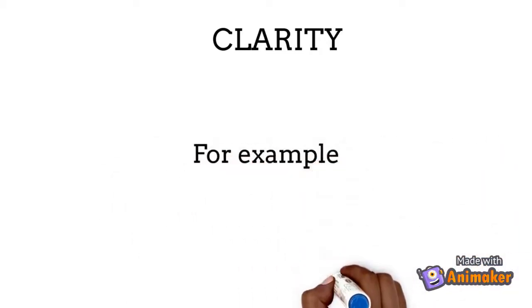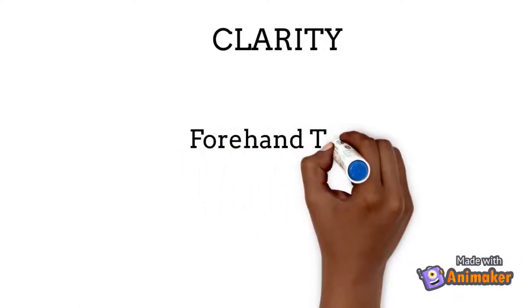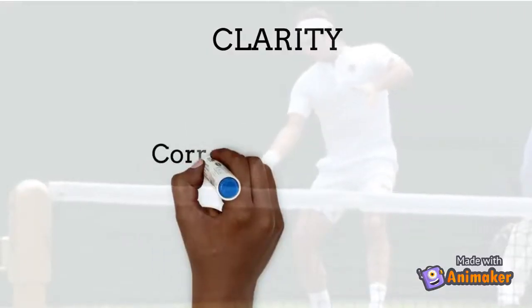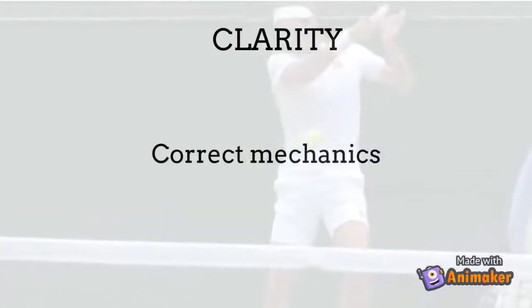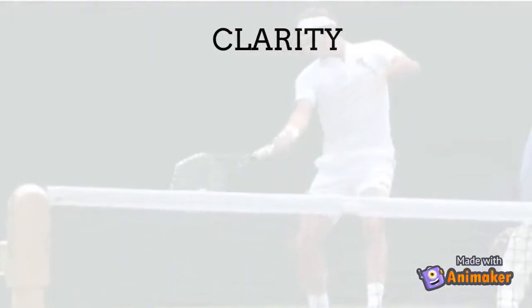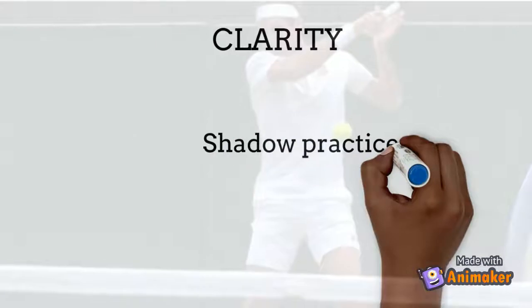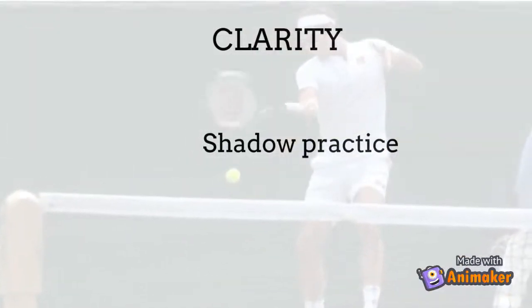For visualization to be effective, you need to first bring clarity to what you want. For example, if you are working on a forehand technique, the clarity on what is the right mechanics and what is not is very important. Combining shadow practice will help in internalizing the correct mechanics efficiently.